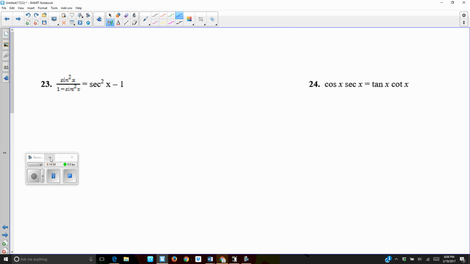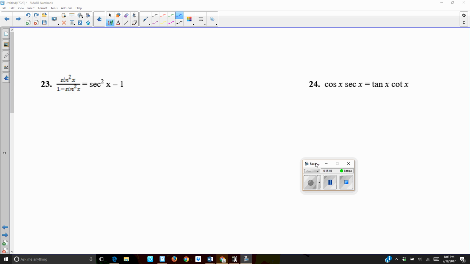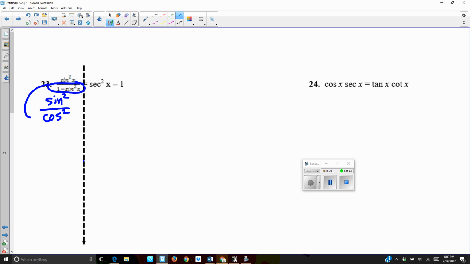All right, last two, 23 and 24. All right, so 23, I've already done the first step because we know that 1 minus sine squared, by the Pythagorean identity, is equivalent to cosine squared. It's just one of those things you've got to memorize for the test. So the left side is all but simplified here.